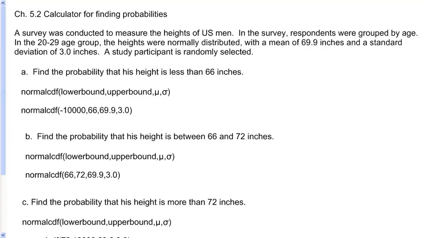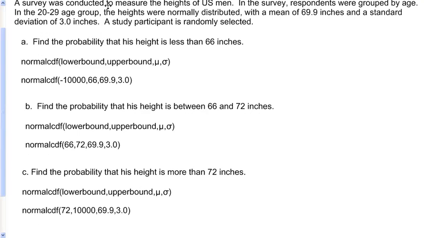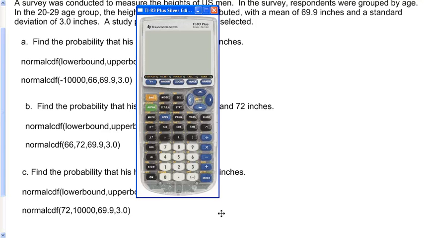Then the last one we're going to look at, and I'll go to the calculator and do these in just a moment. Find the probability that his height is more than 72 inches. So more than 72 inches. That's going to be my lower bound because that's as low as you can go. The upper bound will be a positive infinity this time, and I'm going to use positive 10,000. And here's my mean, and there's my standard deviation. So these are not very hard to do, and I want to let you take a look at these now.